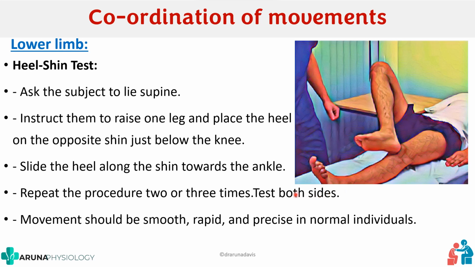Normally it should be smooth, rapid and precise. If there's an abnormality, the person will not be able to do this smoothly. Remember, you have to test on both legs. Okay, so that will complete coordination of movement of the lower limb. So there were two tests: straight line test and heel shin test.